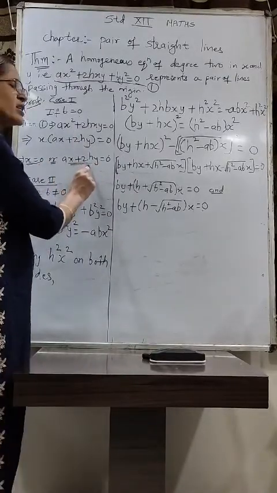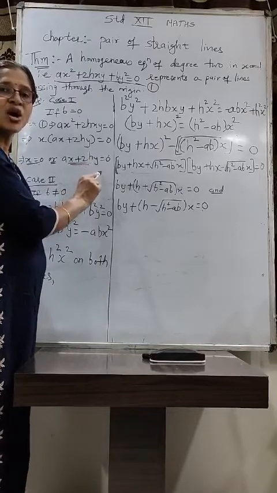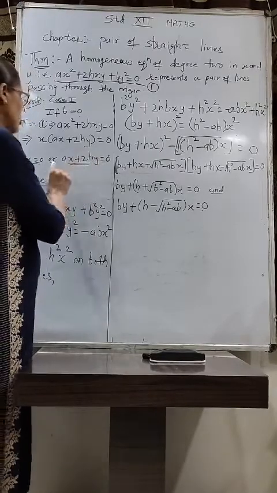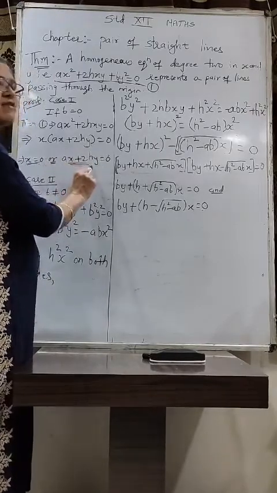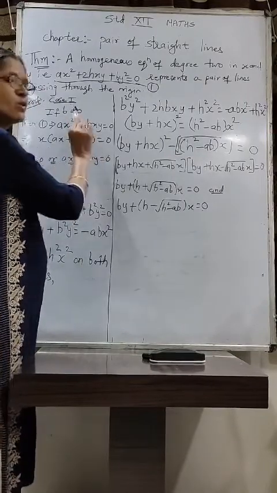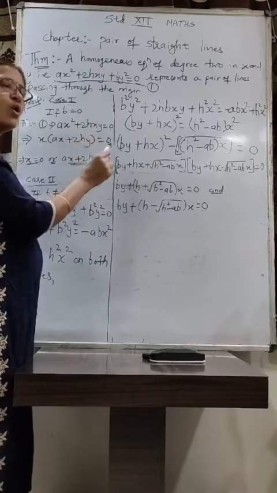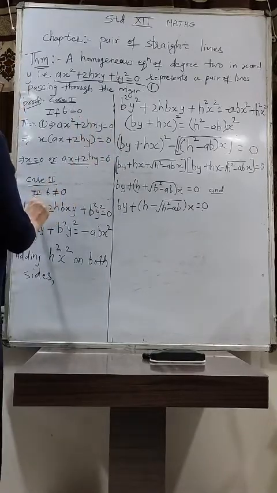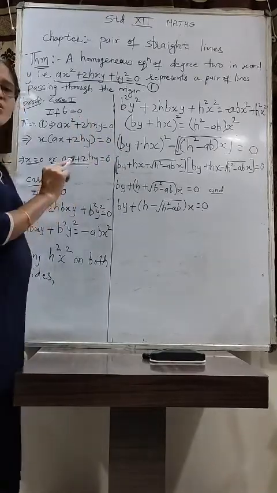Why passing through the origin? Because it does not contain a constant term. Therefore these two equations represent a pair of straight lines passing through the origin, and this is for the case b equal to 0. Now we will move on to the second case, b not equal to 0.